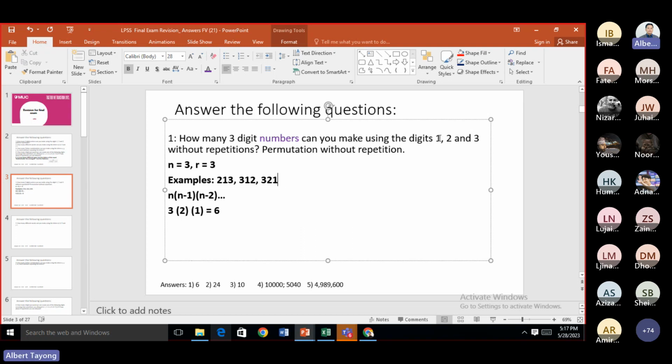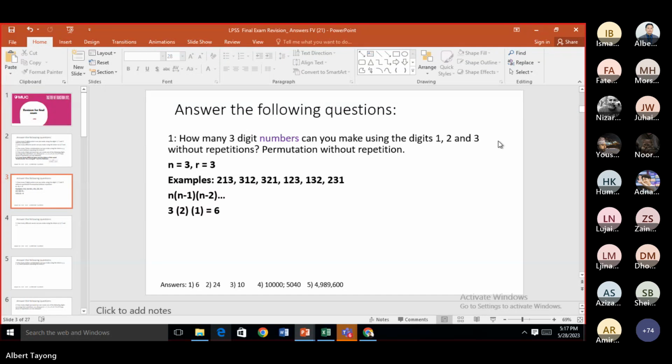where we can rearrange these digits. Okay, 213, 312, 321, and there are 3 more without repetition, of course, because we have also 123, and 132 is also there. 213 is there already, and we have 231. So we have 1, 2, 3, 4, 5, 6 possibilities. Did you understand this? Is this clear? Guys, do you have any question here?